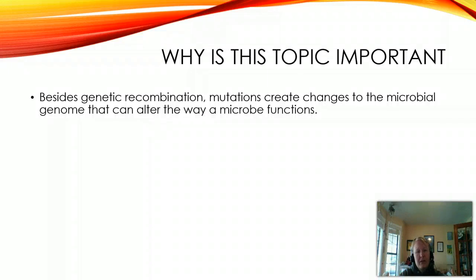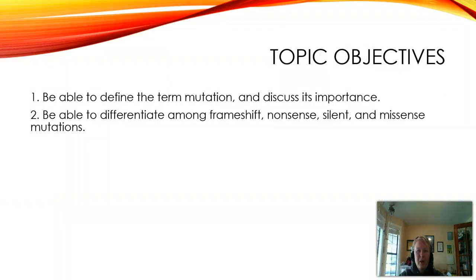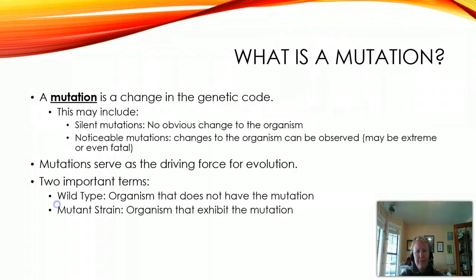So this topic is important because mutations create changes to the microbes, and this can alter the way they function, either if we're looking at them in a laboratory assay or if somebody has an infection of something that is different than normal. So it's really important that we understand how this can happen. Here are our objectives for this topic. Make sure you can understand these, especially number 2. This is going to get a little confusing when we get to that slide, but there's a lot of different types of mutations and they all overlap and they kind of have a different feel to each of them, so it's really important to have a good sense of what these different mutations are.